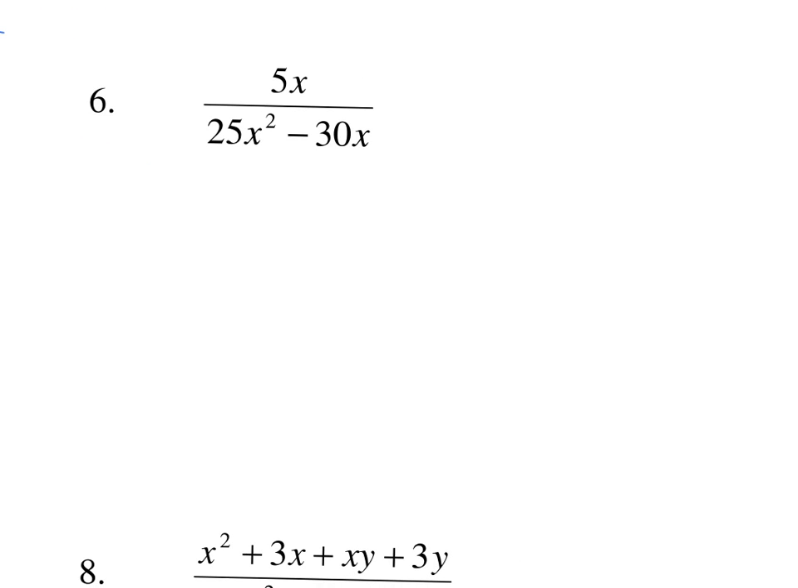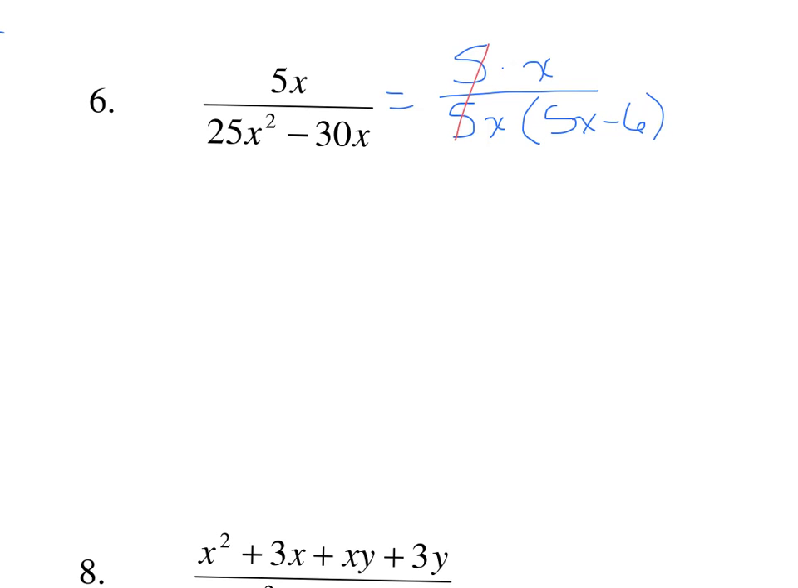On number 6, the numerator is a monomial, so it's okay to use prime factors, just factor it out. The denominator is a binomial, so we need to look for the GCF first, and then we'll see if we have the difference of squares. The GCF here is 5x. So when we factor out a 5x, we're left with 5x minus 6.